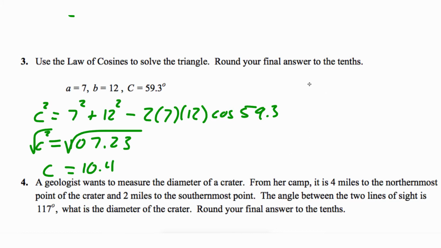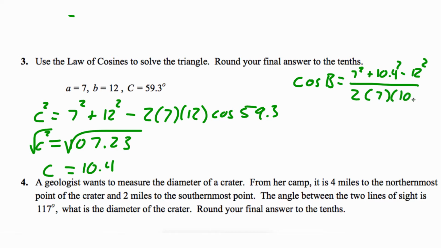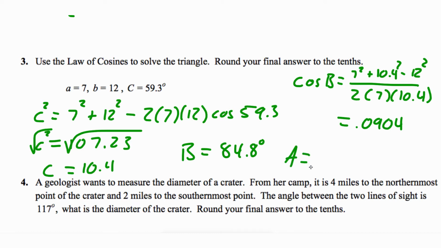Now let's go ahead and find angle B. So in order to do that, we're going to go with the cosine of angle B equals A squared plus C squared minus B squared all over 2 times A times C. When we type this into our calculator, we should get 0.0904, but this is the cosine of angle B, so we're going to have to do the inverse cosine to find the measure of the angle. So angle B ends up being about 84.8 degrees. And then we can use what we know about triangles and the angles needing to add up to 180 degrees in order to help us find angle A. So if we take 180 minus the two angles that we already have, angle A ends up being about 35.9 degrees.